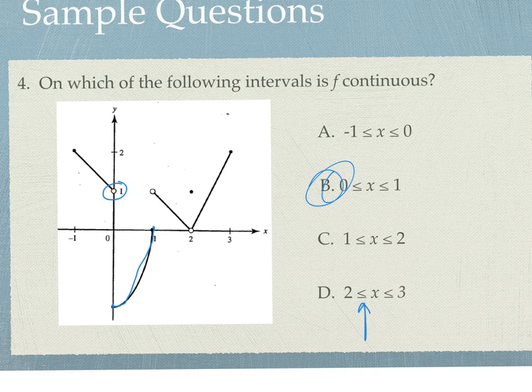If I said -1 is less than x is less than 0, that would be fine. But I didn't say that, so it's B. If there were a filled-in dot at 1, then it would be okay, but it also wouldn't be a function, because it wouldn't pass the vertical line test if that was filled in. So again, I think this is a fairly easy question, maybe a little tricky if you're not really sure about continuity.